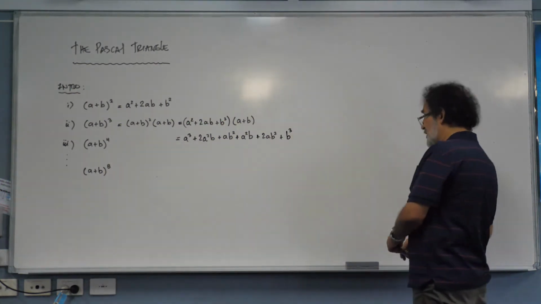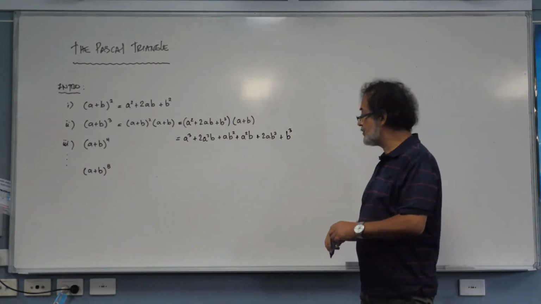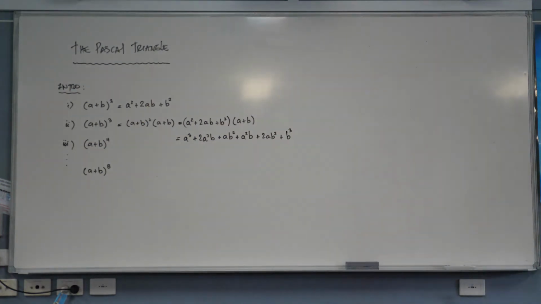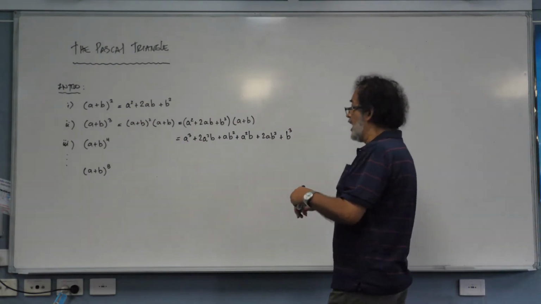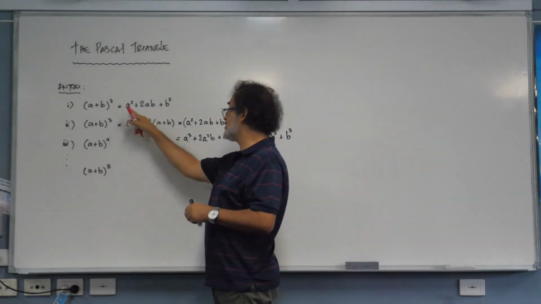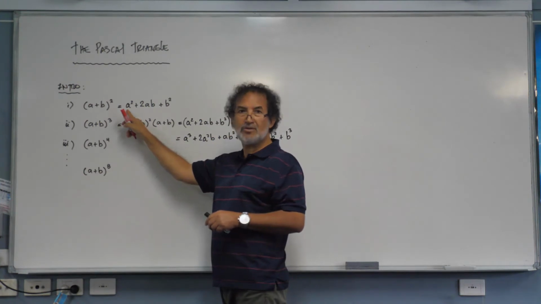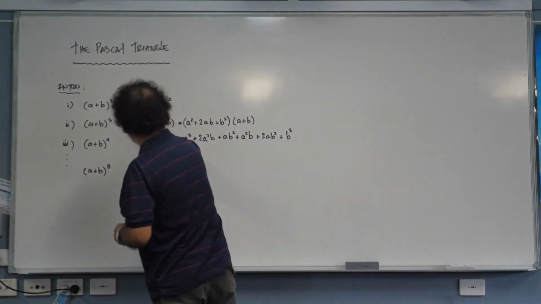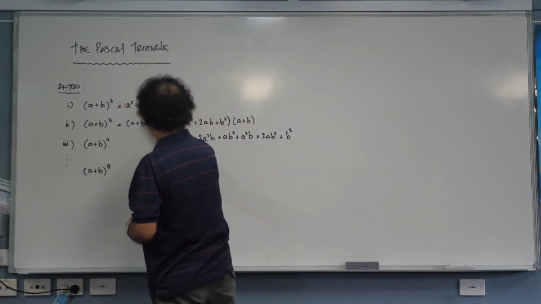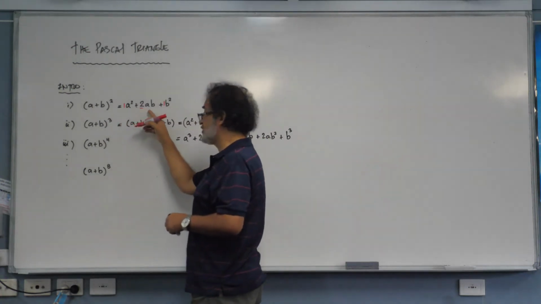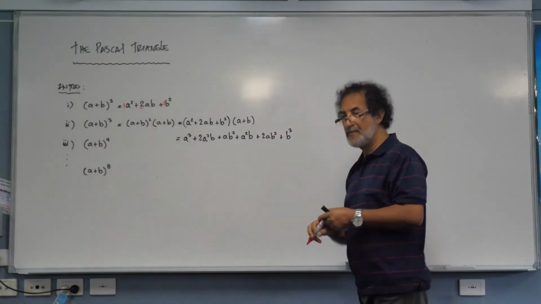At this point, I really want you to pay attention. I'm going to change color. I want you to pay attention to this. In here, the a squared has a coefficient equal to 1. And then we have 2. And then we have 1. Okay, so we have 1, 2, 1. Can you see that?